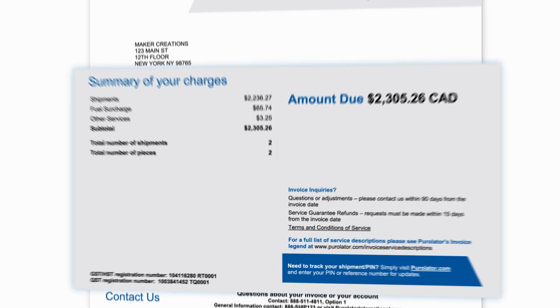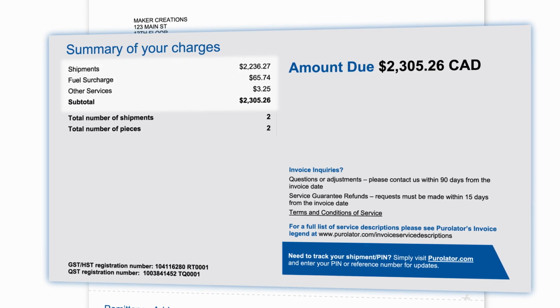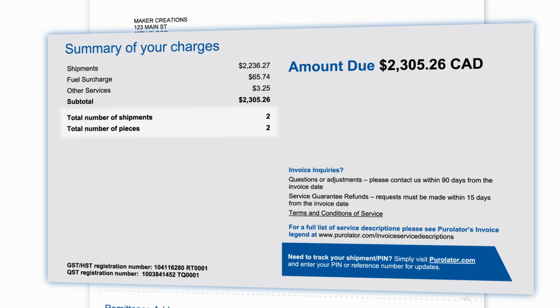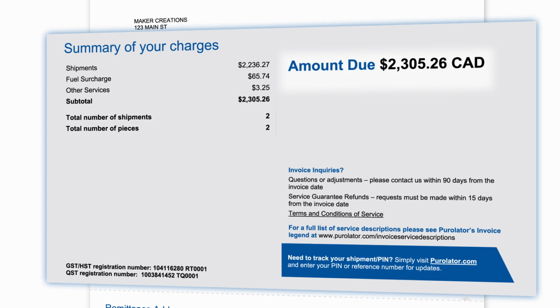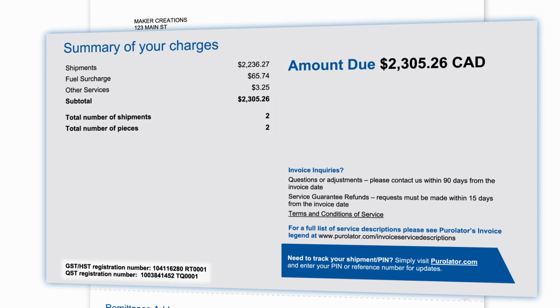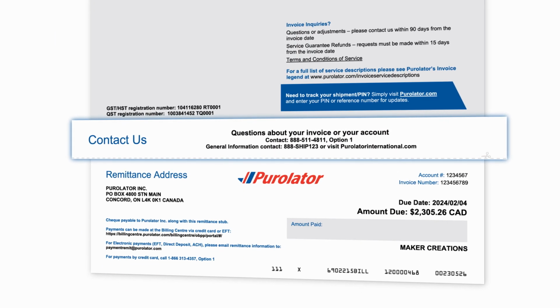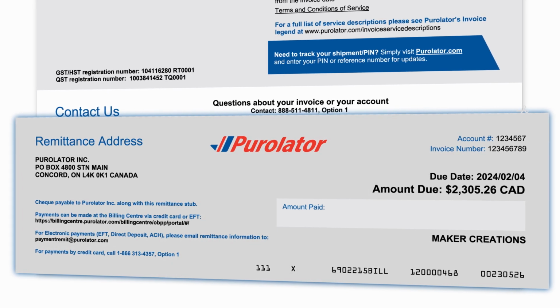Below your address, you'll see a summary of the charges, including shipments, surcharges, other services such as address corrections, late payments, or manual fees, and taxes, as well as the number of shipments and pieces, and the total amount due. Tax registration numbers can be found down at the bottom of this section. If you have any questions or concerns about your invoice, you can use our virtual assistant to chat using the information displayed here or contact us by phone. Payment remittance instructions are located at the bottom of the invoice page.